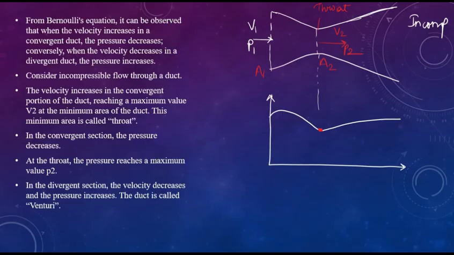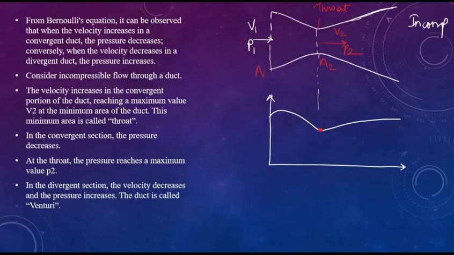Now, when you see that the flow is entering with the velocity V1 and pressure P1, what happens to the velocity in the convergent portion of the duct? The velocity increases as we have just seen. So it reaches a maximum value. In the convergent portion, the velocity increases, reaching a maximum value V2 at the minimum area of the duct. So here you can see this is the minimum area of the duct where my velocity has reached a maximum point, which is V2.